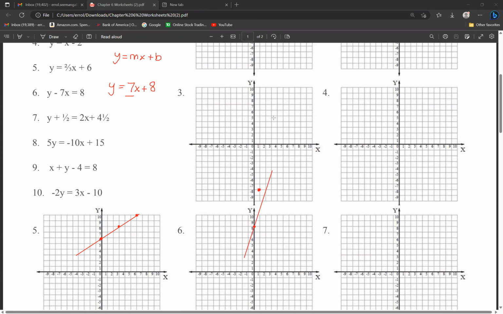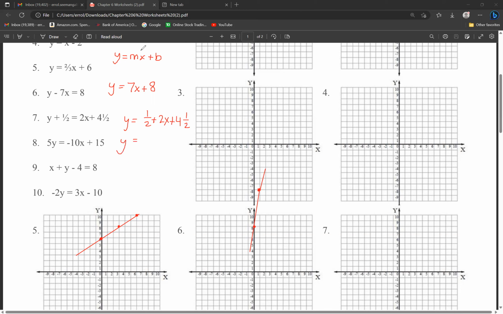Okay, something like that. All right, what do you notice about number 7? Put number 7 in the right form. y equals 1/2 plus 2x plus 4.5, right? Okay, simplify it a little bit more.